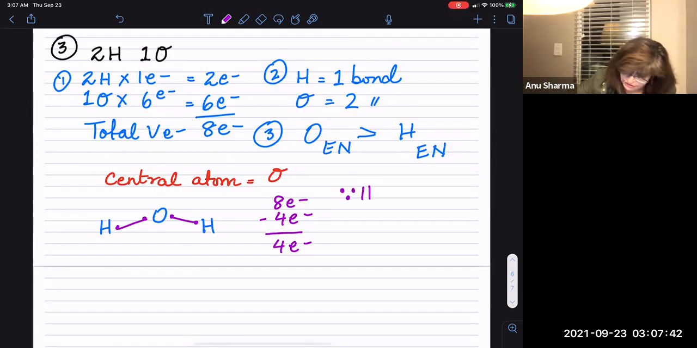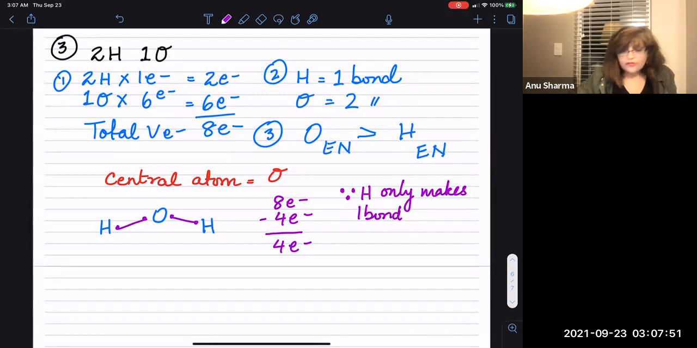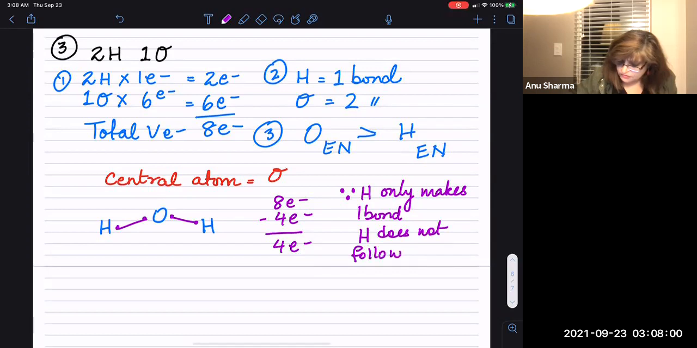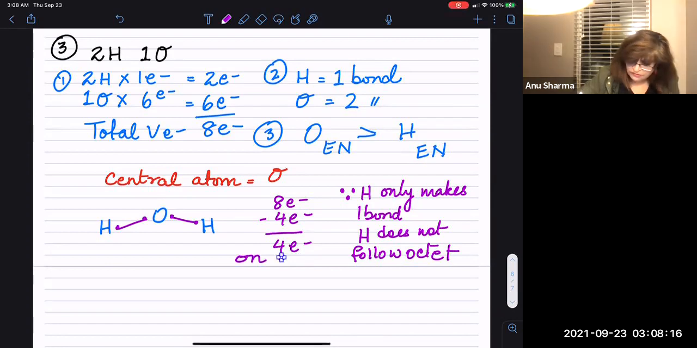because hydrogen only makes one bond, hydrogen's need is met. And second thing is hydrogen does not follow octet. So the remaining 4 electrons go on oxygen. Okay. So these remaining 4 electrons, they go on oxygen. 1, 2, 3, and 4.